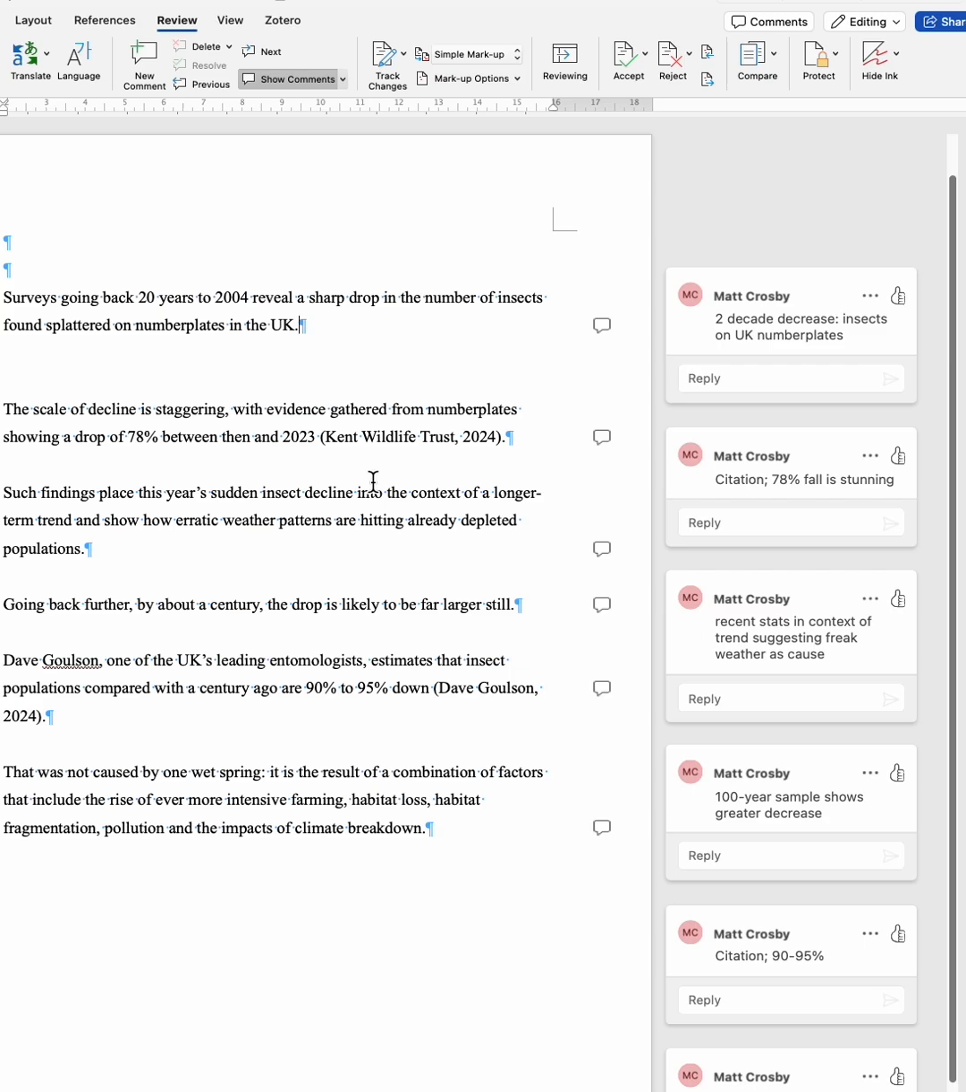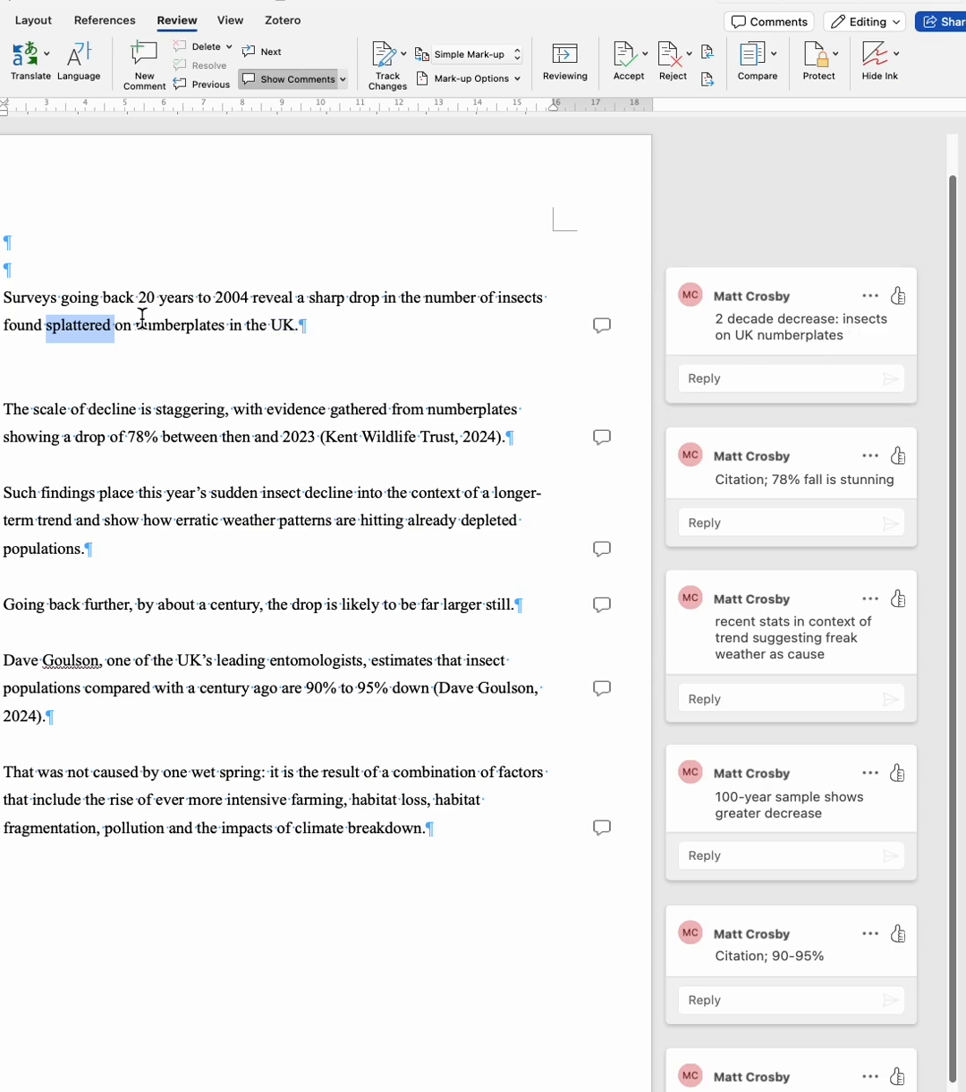Okay, so the first task is to take notes on the text, and to do that I've split them up into individual sentences. First sentence: surveys going back 20 years to 2004 reveal a sharp drop in the number of insects found splattered on number plates in the UK. So in the notes, this is slightly poetic language because it comes from a newspaper. I don't need that in my summary. All I need are the facts here.